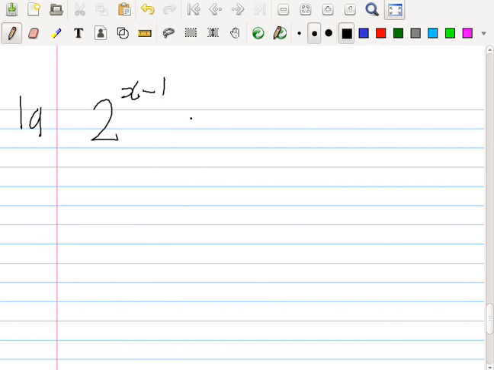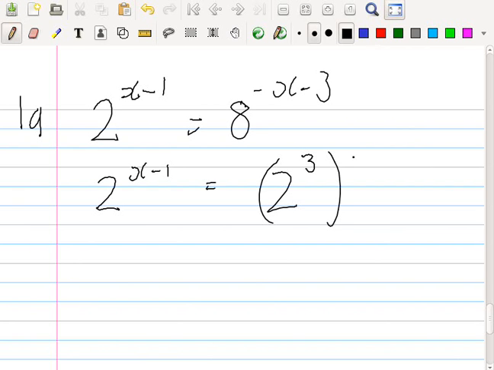2 to the power x minus 1 equals 8 to the power x minus 3. So the first problem here is that you have a 2 and an 8, and they should really be the same. But that's not too bad because it's easy to change 8 into a 2 with a power. What's 8 as 2 with a power? 2 cubed. Yeah, 8 is 2 cubed. So that's the first thing I should do.